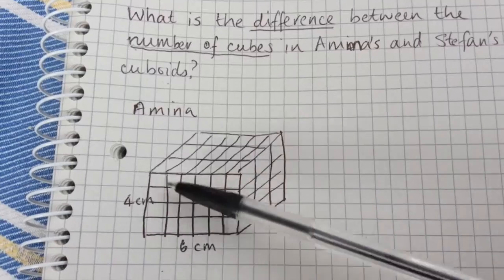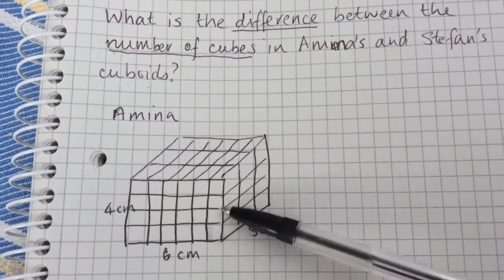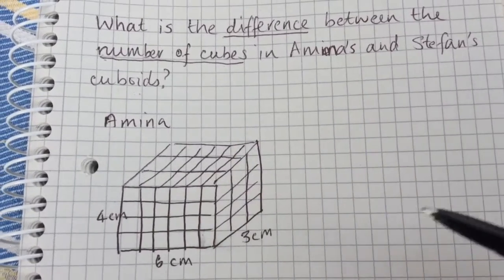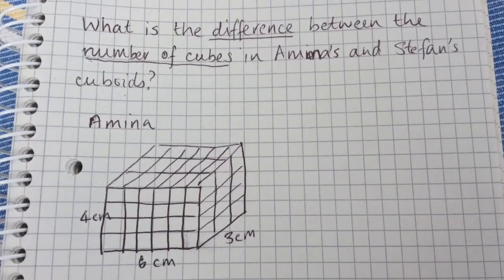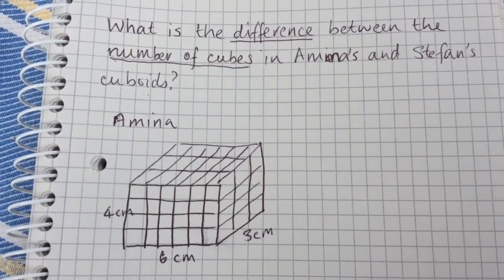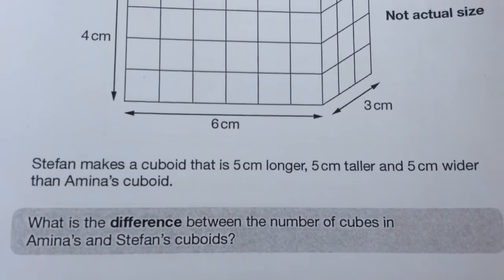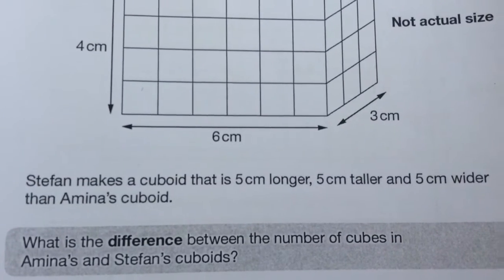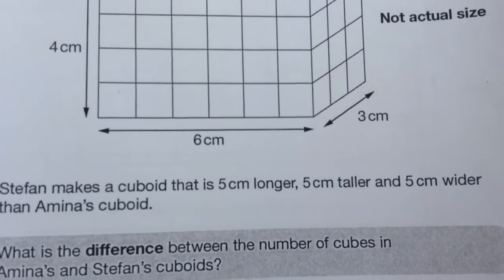So I've drawn a little picture of Amina's cuboid, and I know I've got to work out the number of cubes in that, and then work out the difference between the number of cubes in Amina's cuboid and the number of cubes in Stefan's cuboid. If I go back to the question, it tells me that Stefan's cuboid is 5 centimetres longer, 5 centimetres taller and 5 centimetres wider than Amina's cuboid. That means it is going to be a bigger cuboid.